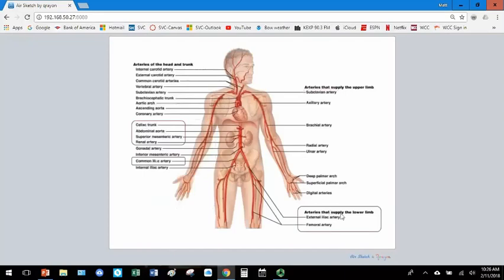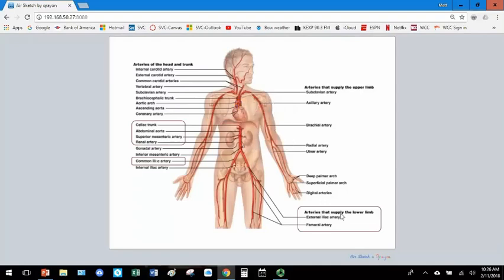Okay, so this is the ascending aorta. That's the aortic arch. And then it descends all the way through the thoracic and abdominal cavities. But specifically, this is the thoracic aorta. And this is the abdominal aorta right there after it goes through the diaphragm. And I want you guys to differentiate between those two instead of calling it the descending aorta.